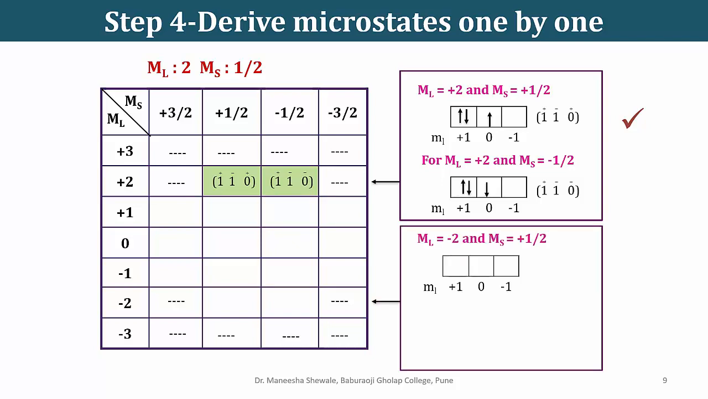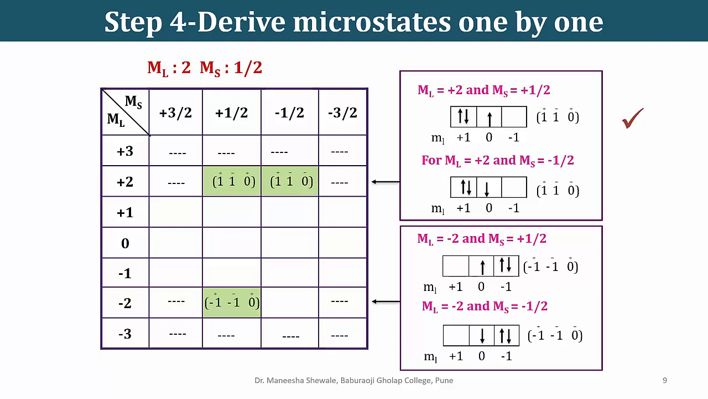On the lower side, where Ml is minus 2 and Ms is plus half, the microstate here is minus 1, 0 plus minus plus. Ml minus 2 and Ms minus half. So in this case the microstate is minus 1, 0 plus minus minus.